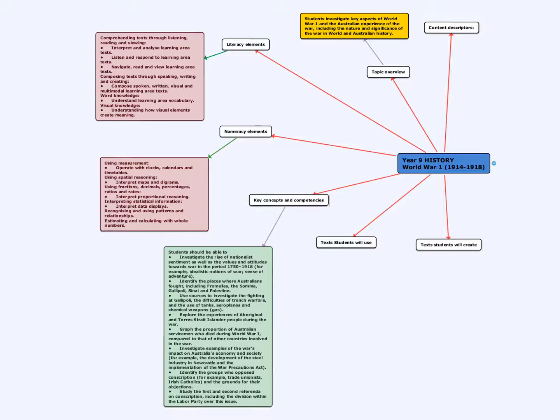Students will also identify the groups who opposed conscription while studying the first and second referenda on conscription, including the division within the Labor Party.